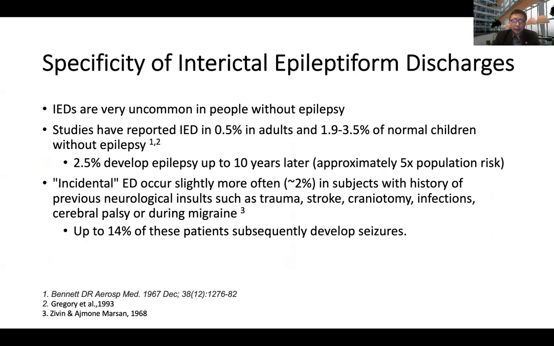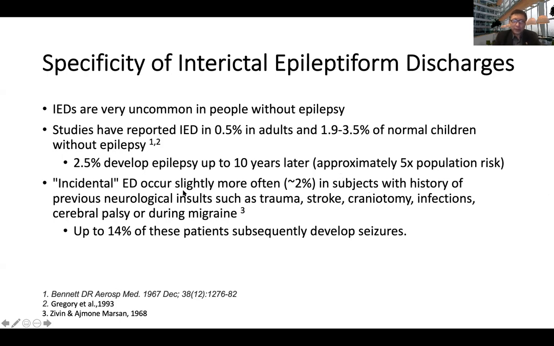So how about the specificity of the interictal epileptiform discharge? IEDs are really uncommon in people without epilepsy. One study reported IEDs found in about 0.5% of adults and 1.9 to 3.5% of normal children without epilepsy. However, about 2.5% can develop epilepsy later within 10 years, approximately 5 times that of the general population.